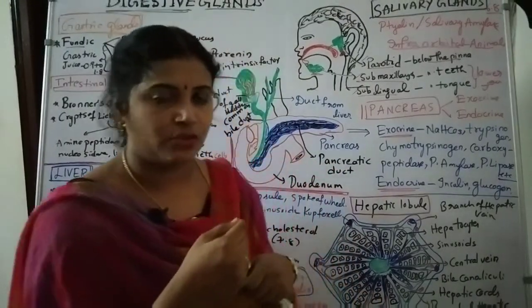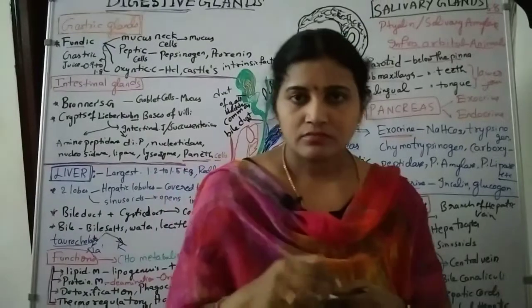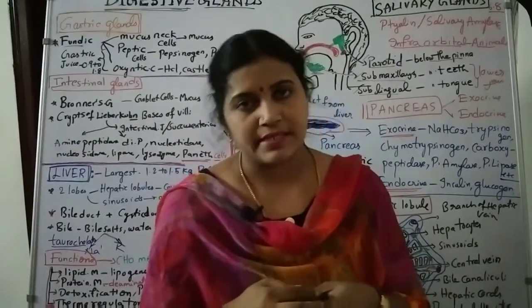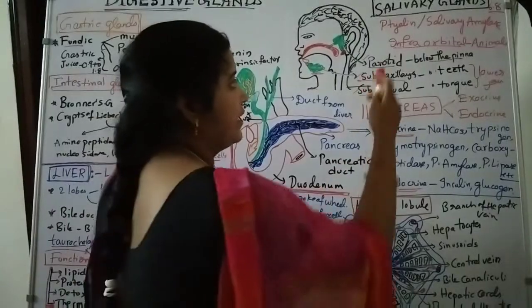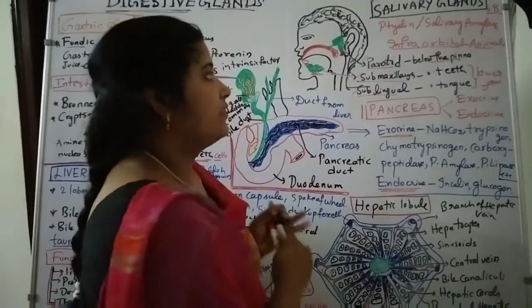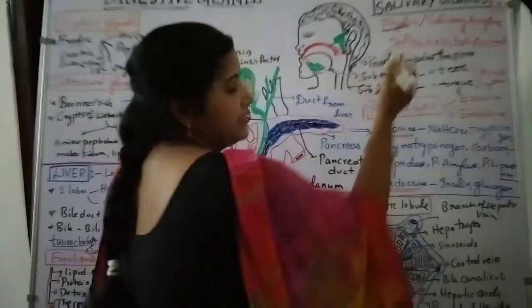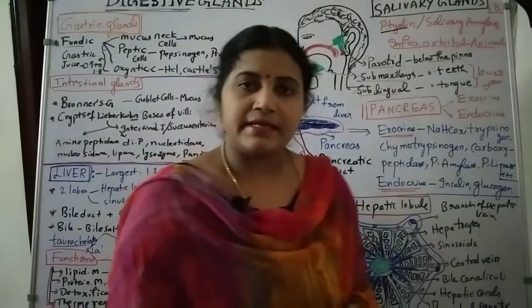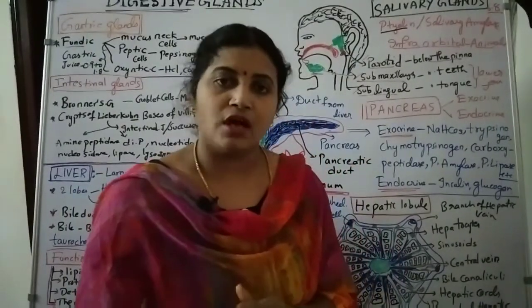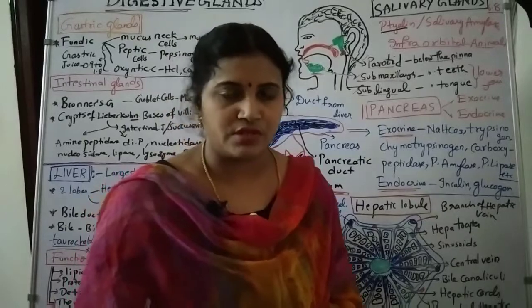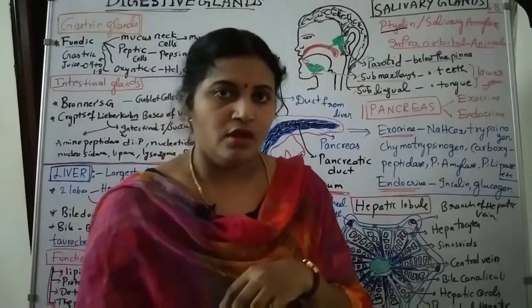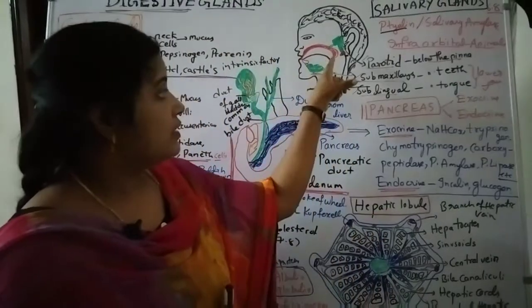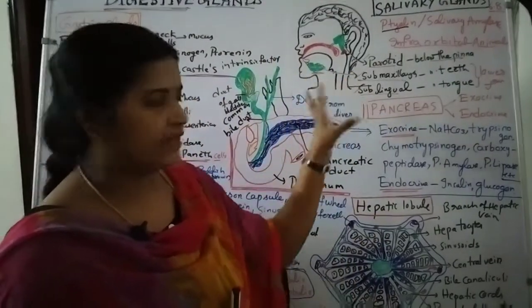Saliva is released into the mouth, and saliva contains an enzyme known as salivary amylase, which is also known as ptyalin. This ptyalin is useful for the breakdown of carbohydrates like starch molecules into maltose. So these are the salivary glands, very simple.